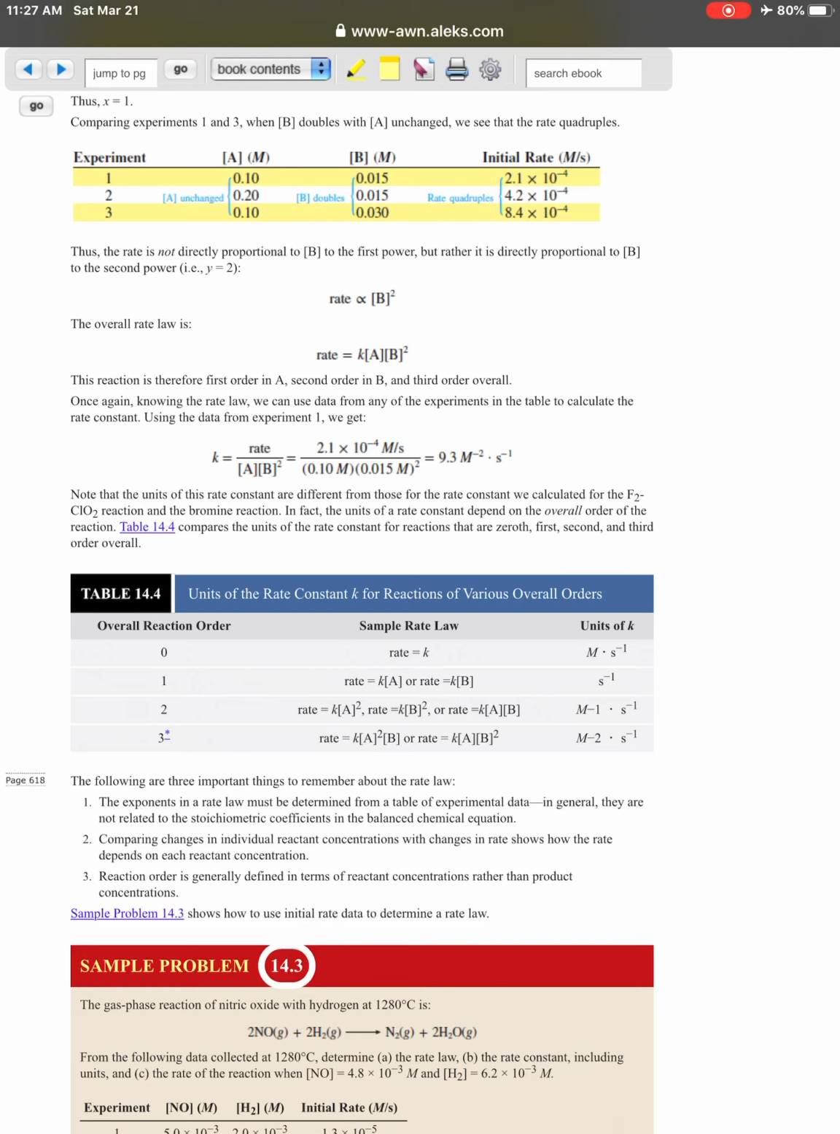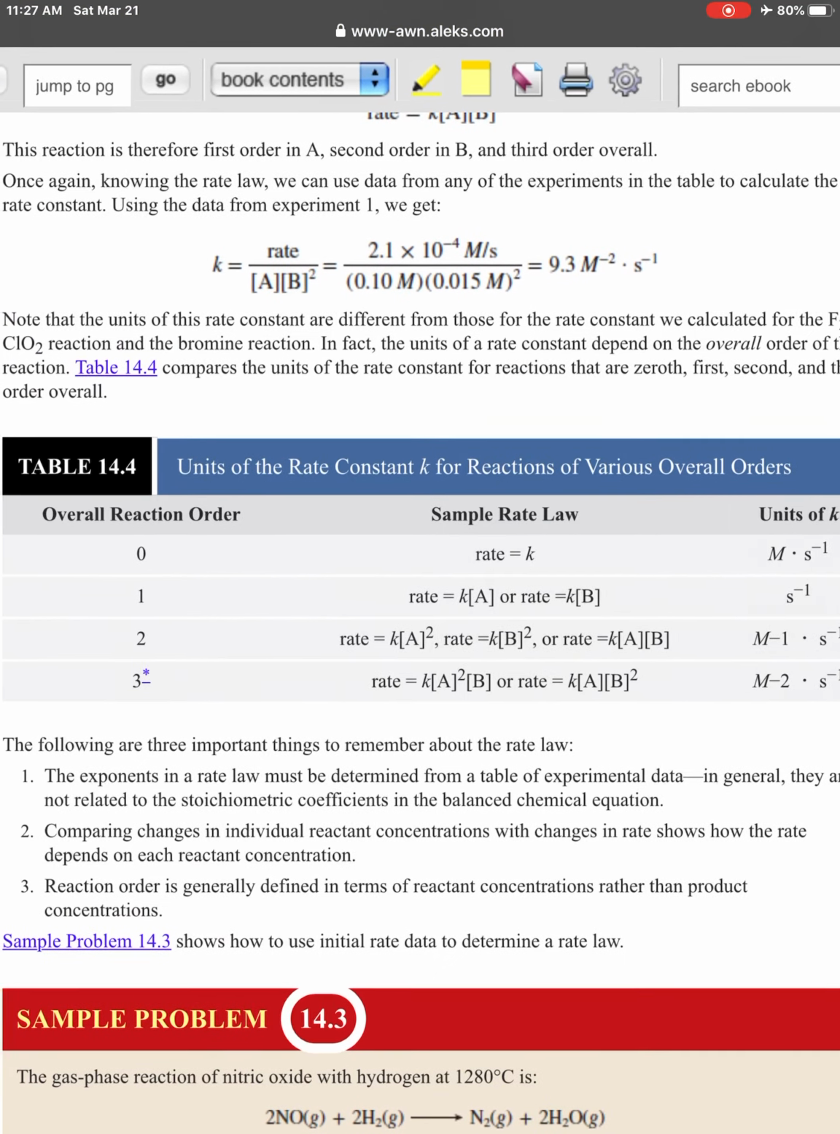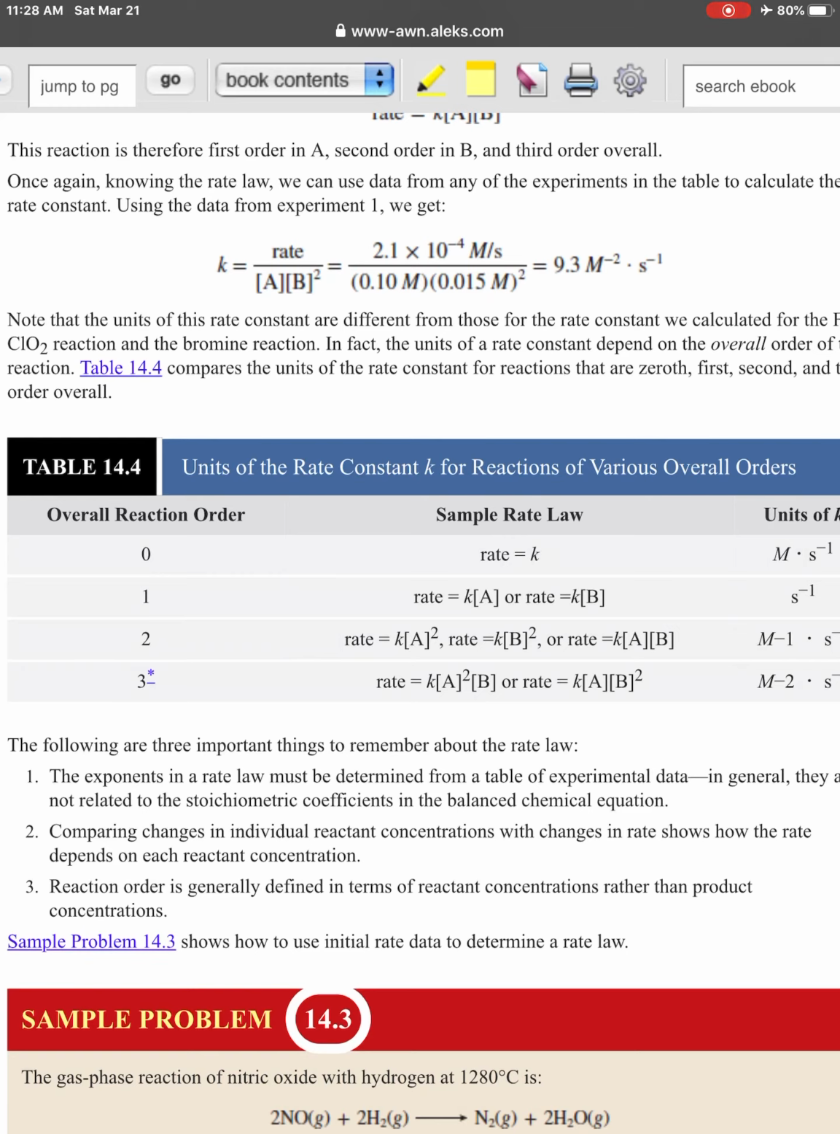Now, the following are 3 important things to remember about the rate law. The exponents in the rate law must be determined from the table of experimental data. In other words, those examples we just did. In general, they are not related to the stoichiometric coefficients in the balanced chemical equation. I've said that a couple of times. Comparing changes in the individual reactant concentrations with changes in rate shows how the rate depends on the reactant concentration. Reaction order is generally defined in terms of reactant concentrations rather than product concentrations.